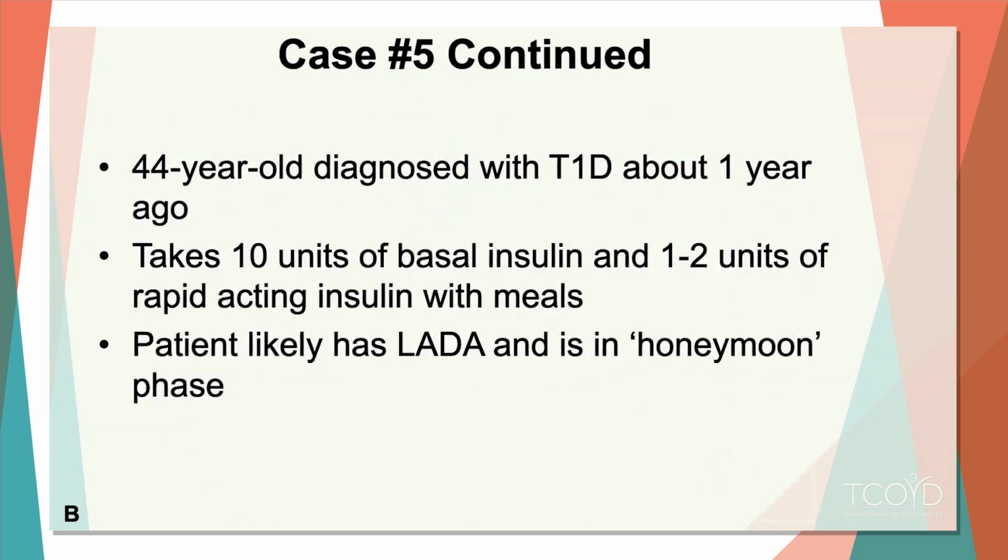But what's going on here? So this person does have type 1 diabetes. They're 44 years old. They were diagnosed about a year ago. They had positive antibodies. They take about 10 units of basal insulin and occasionally 1 to 2 units with their meals. But this is someone who has LADA, latent autoimmune diabetes of adulthood, and they're in their honeymoon phase.